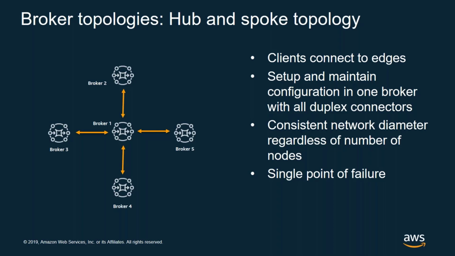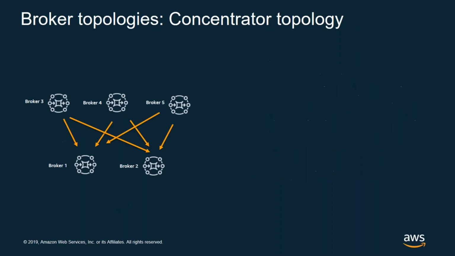And because all clients are connected at the spokes, the number of hops between any two brokers is always the same, so it is predictable. The one major downside here is, of course, there is a single point of failure. So if you lose that broker 1, no other brokers can connect to each other.